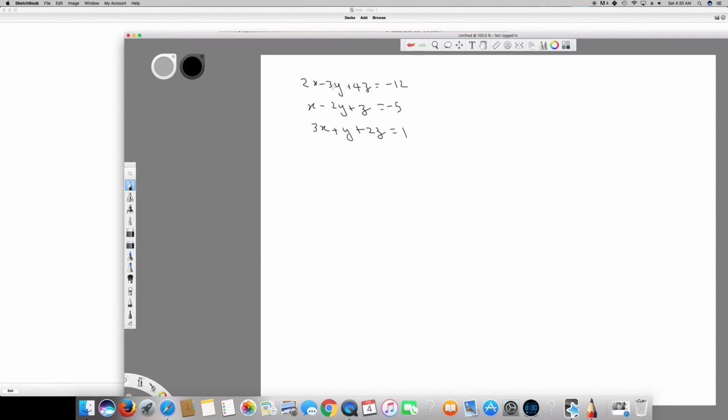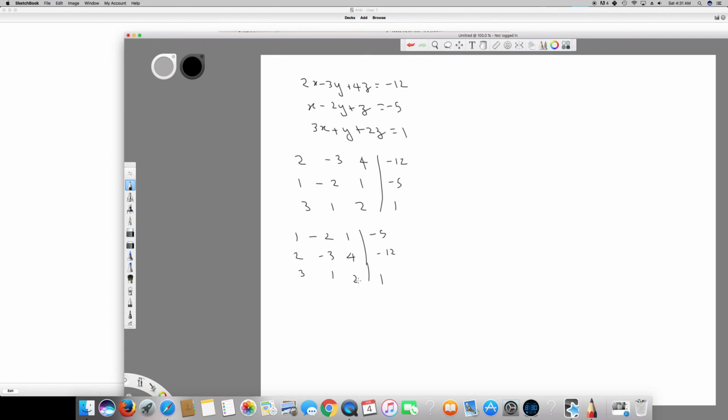So first step is we have to change this one into matrix form. 2 minus 3 4, 1 minus 2 1, 3 1 2, and this is going to give me minus 12, minus 5, 1. In this case it's always better to swap the simplest form to the top. If we see something like 1 in the front, it's better to swap it to the first row. It will make everything easier. So 1 minus 2 1 minus 5, and 2 minus 3 4 minus 12, and 3 1 2 1.